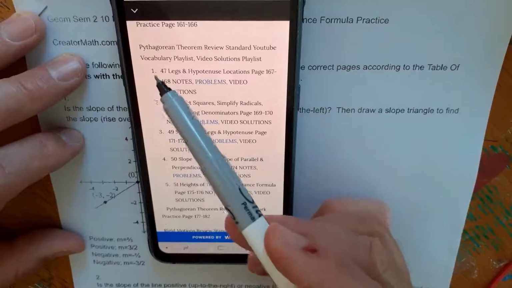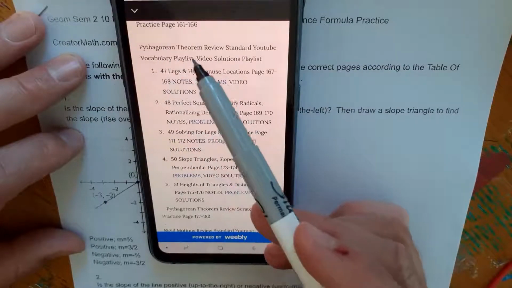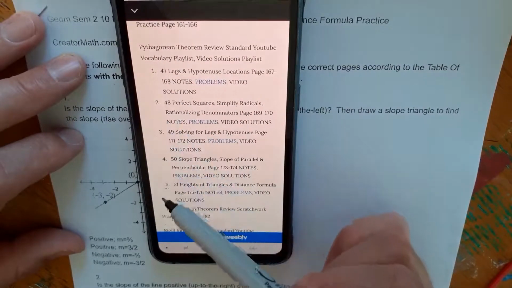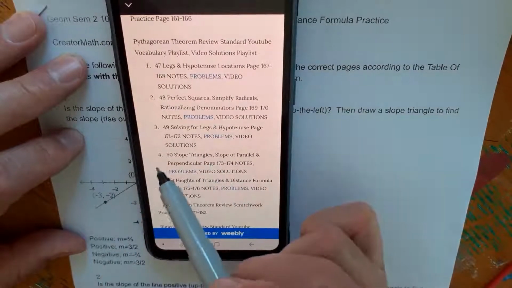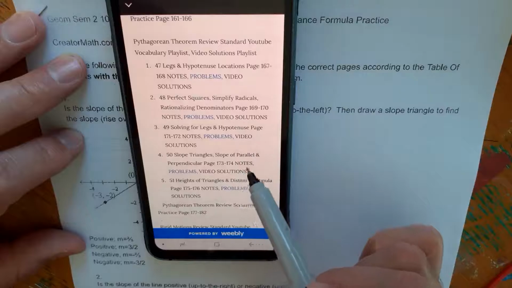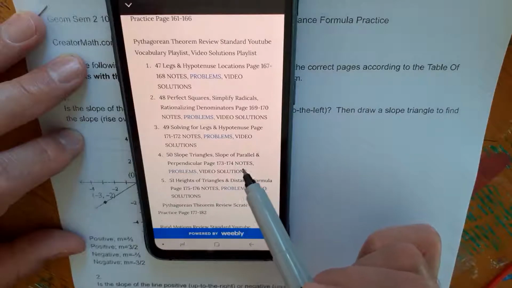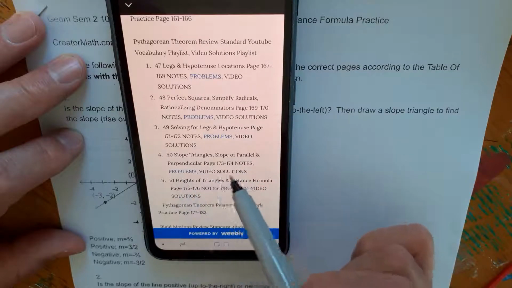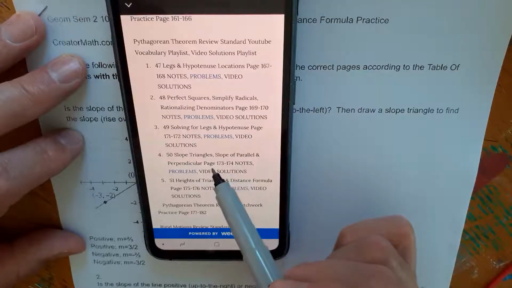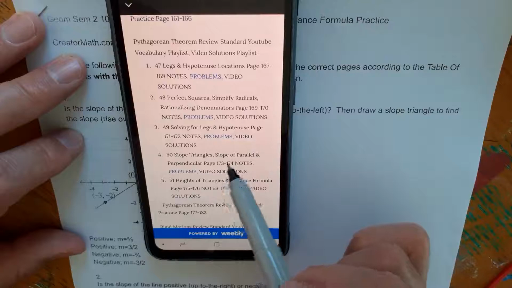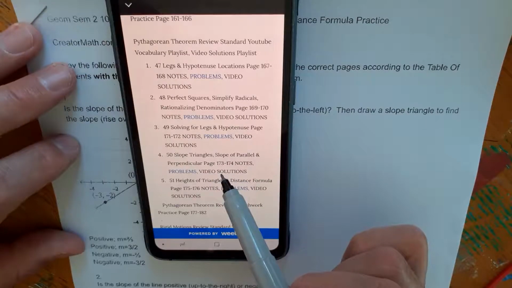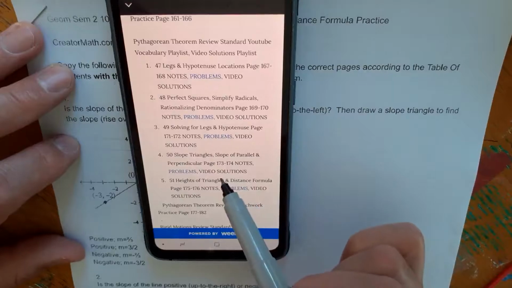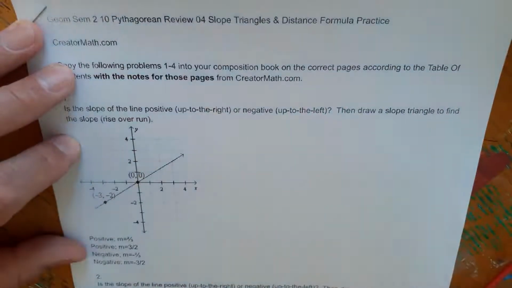Here's Pythagorean Theorem Review, 1, 2, 3, 4, 5 lessons. Which one is this? This is lesson number 4, so lesson number 4 right here. By the time you go here, there'll be notes on this link, problems here, and the video solution will be here. Here are the problems where the notes go in your comp book. Don't take this video's word for it. Please go back and check the actual table of contents. By the time you watch this video, it will probably be changed. And with that, let's see what they're giving us.